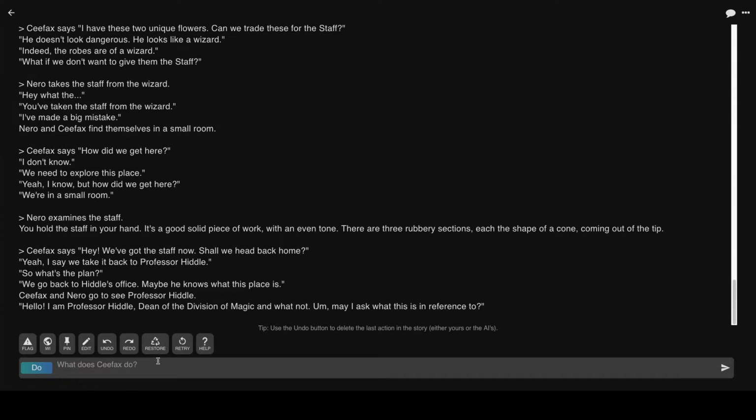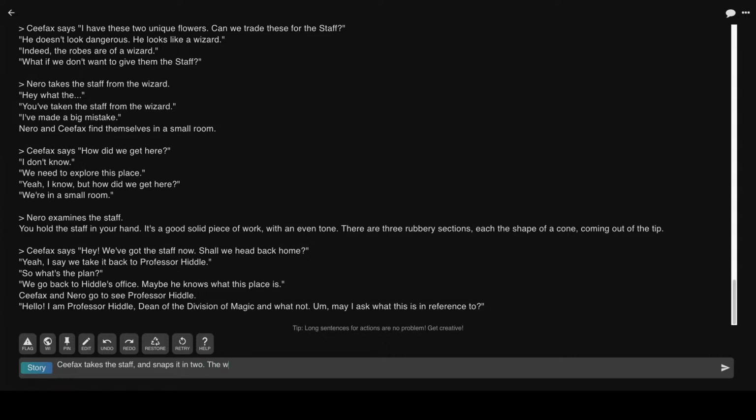But for the last final maneuver, what I'm going to do is I'm going to do a Harry Potter when he gets the Elder Wand. I'm going to say, takes the staff. I'm going to actually make it a story. Cefax takes the staff and snaps it.